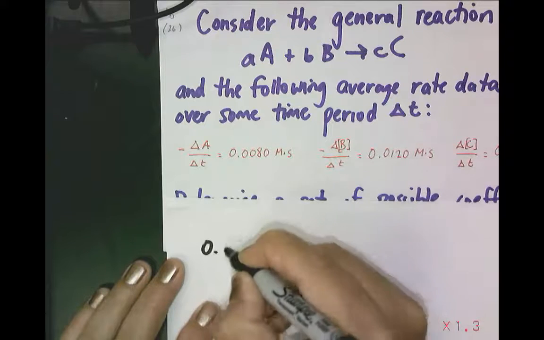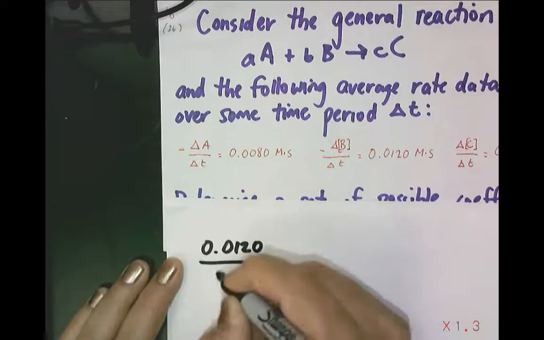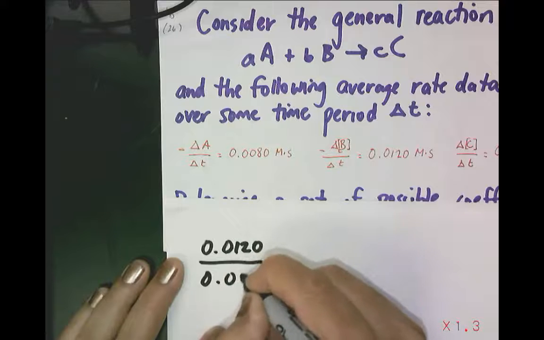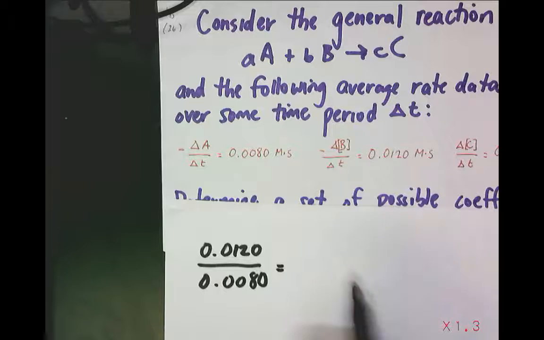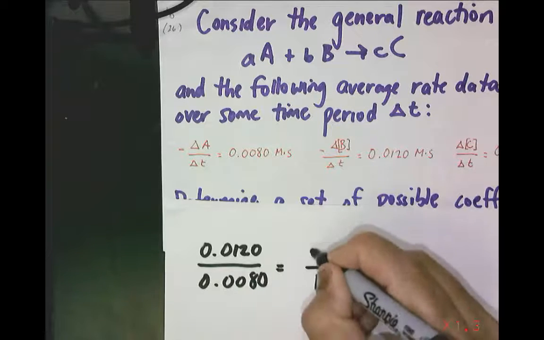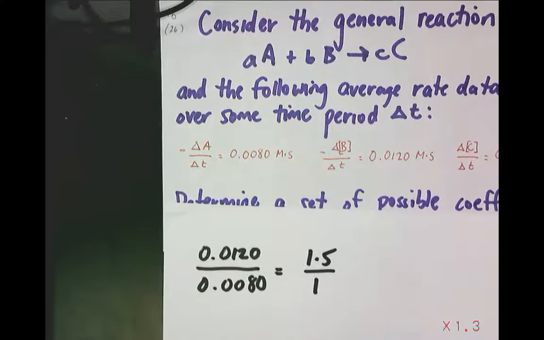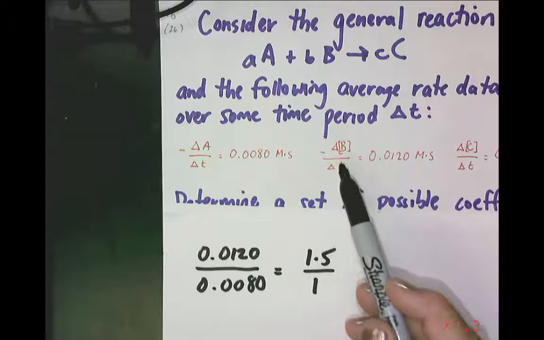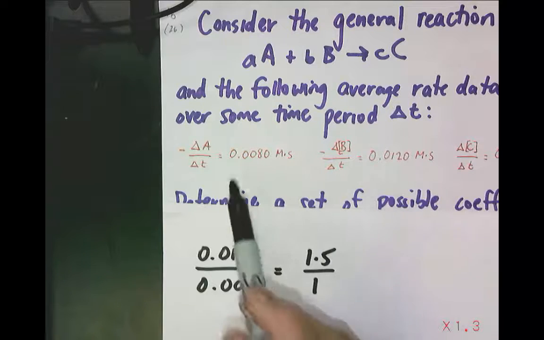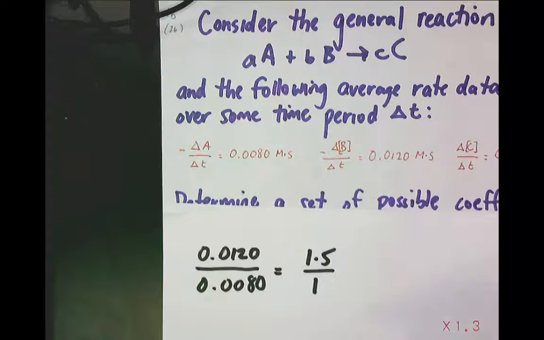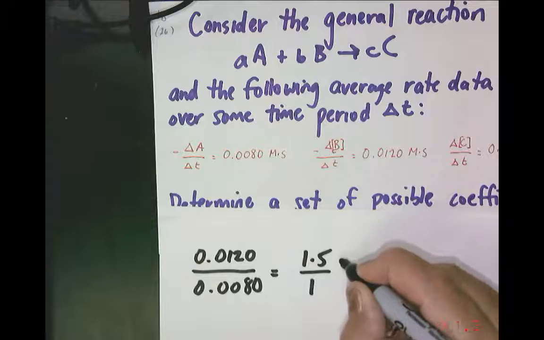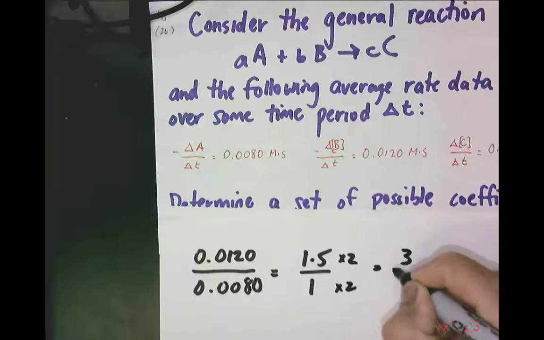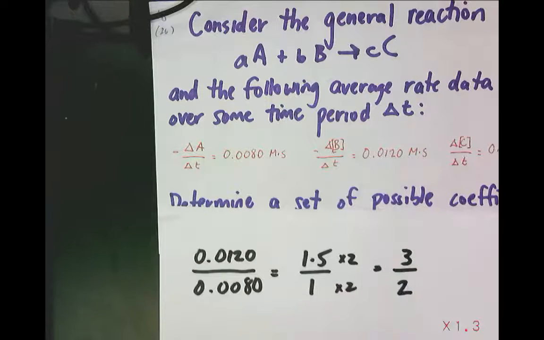As we divide these out or reduce this, we get a 1 to 1.5 relationship. So B is being consumed 1.5 times faster than A. Now we can't use decimals in our coefficients, so if I multiply this by 2, I have a 3 to 2 relationship of A to B.